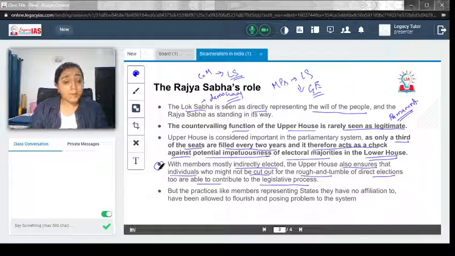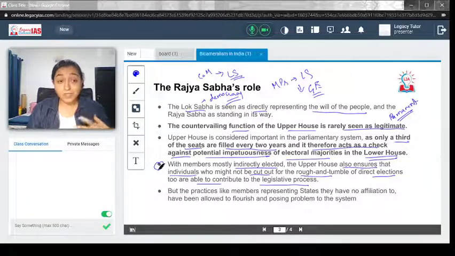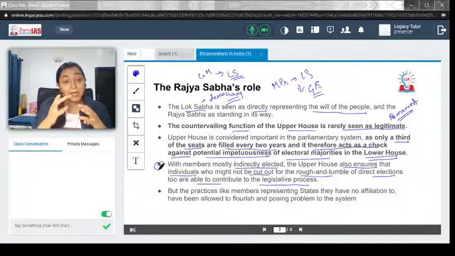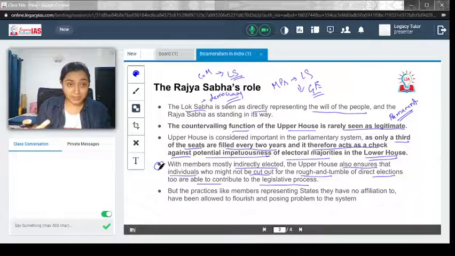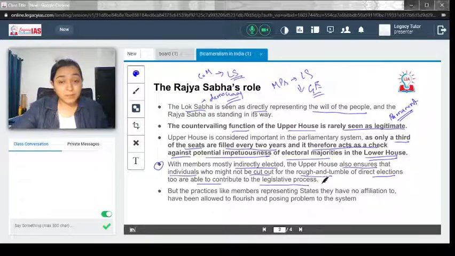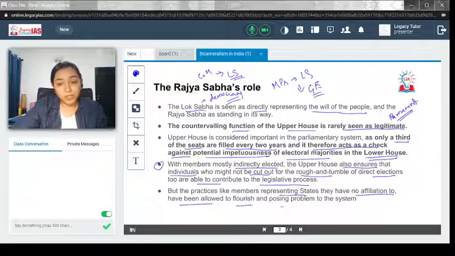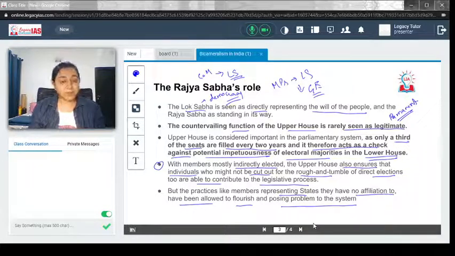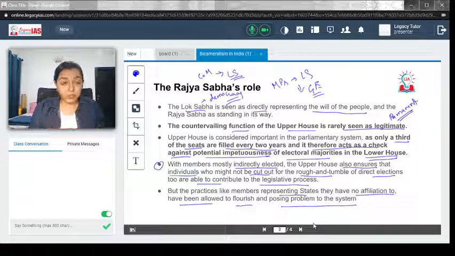of the Rajya Sabha. But there are also definitely problems. The Rajya Sabha is the representative of states, so what kind of state representative is it if it allows members who have no connection with the state to represent it? Practices like members representing states they have no affiliation to have been allowed to flourish, posing a problem to the system. This whole convention, where you allow somebody from a different state to represent that state, defeats the whole purpose and reduces the credibility and legitimacy of the system. That is something which has been prevalent.